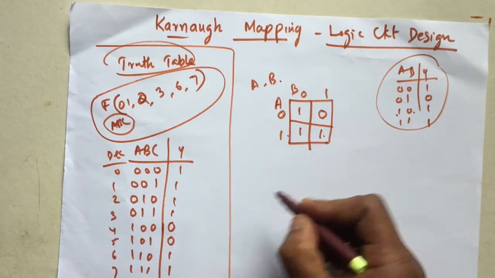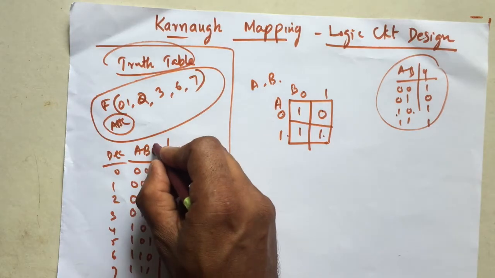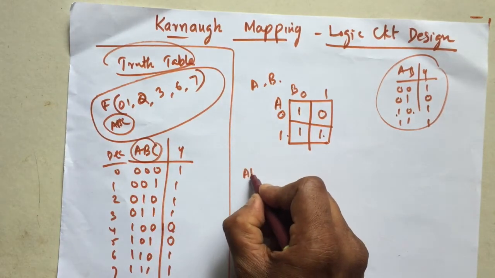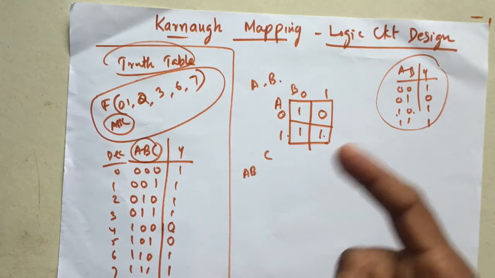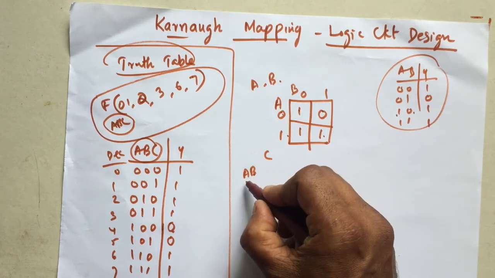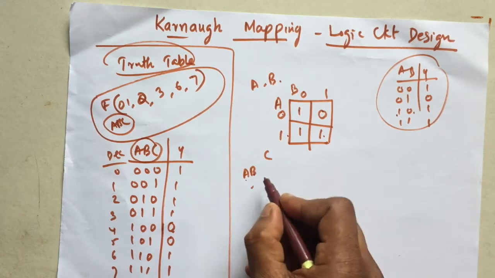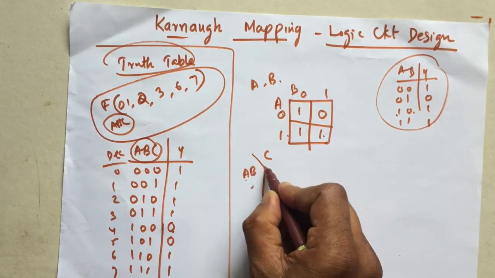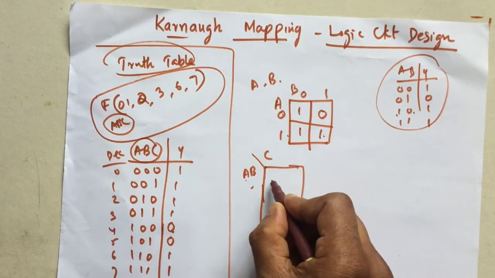Suppose our truth table is like this: A, B, C. That means it's three variables. What you do is you can take either A, B on one side and C on the other side, or you can take A on one side and B, C on another side. Don't take B, A and C, as that will cause a little confusion. So draw it like this: A, B on one side, C on one side.